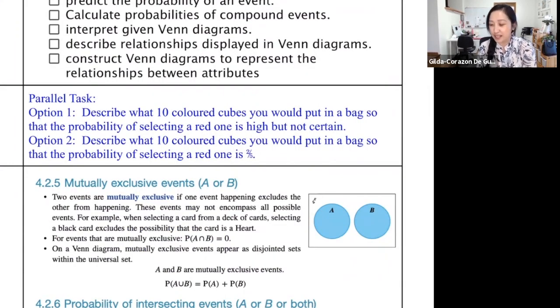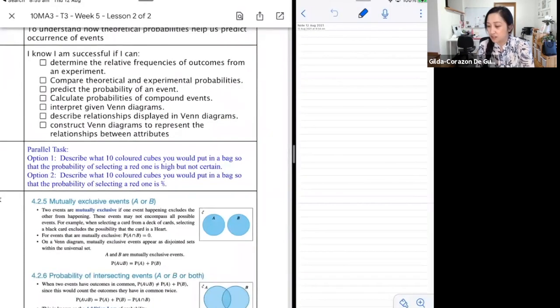So describe what 10 colored cubes you would put in a bag so that the probability of selecting a red one is high, but not certain. So 10 colored cubes. Does it have to be 10 different colors? Or as long as that cube would have any color at all. Okay, so that's probably my hint. Option two, this time you want to describe what 10 colored cubes you would put in a bag so that the probability of selecting a red one is 2/5.